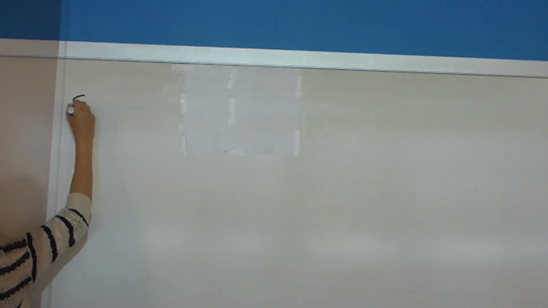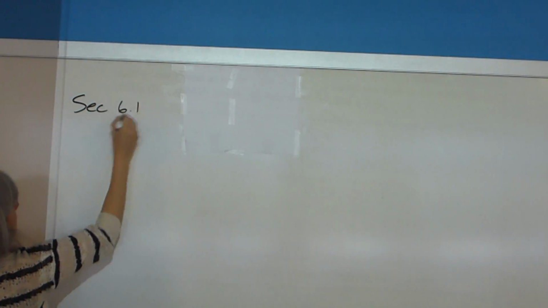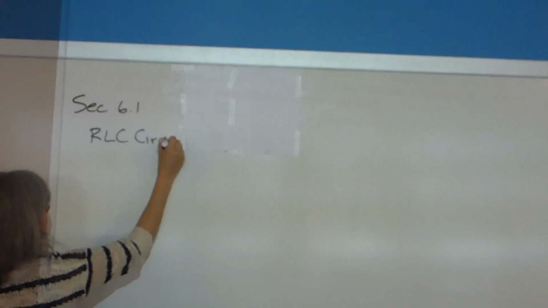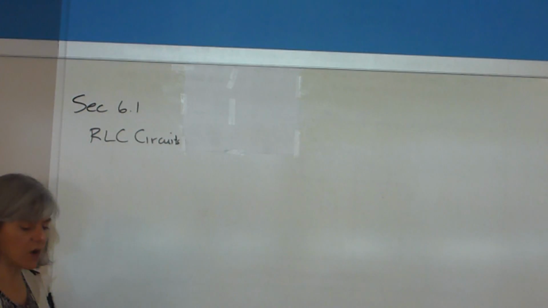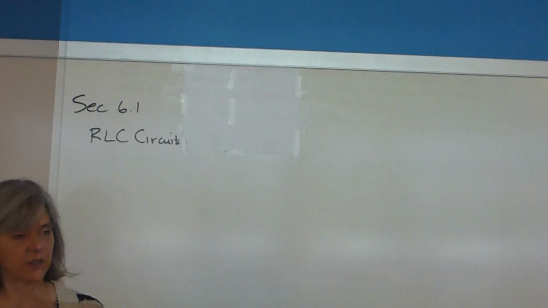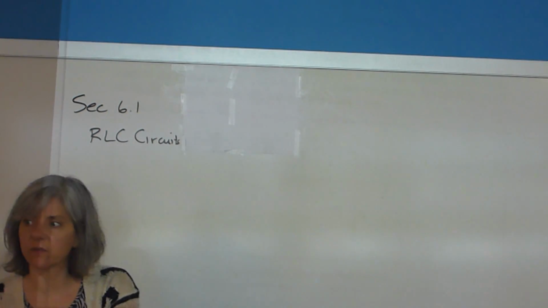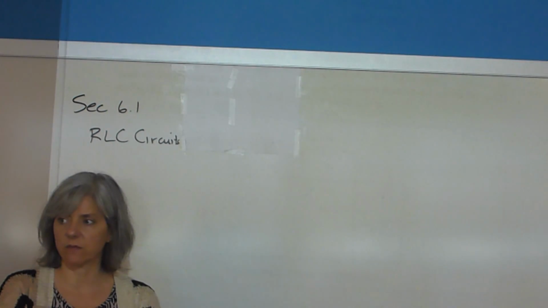Okay, so here's the second part of what we missed. And so here we're going to be in section 6.1. So we're going to start RLC circuits. RLC circuits, as you might imagine, have an R, an L, and a C. We are going to have a series version and a parallel version.